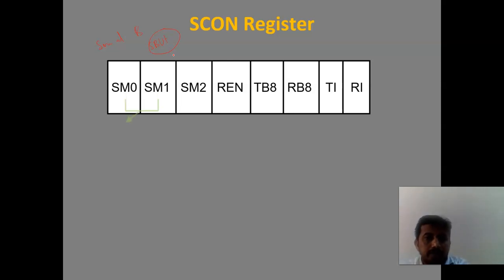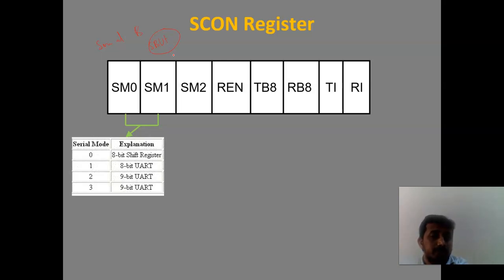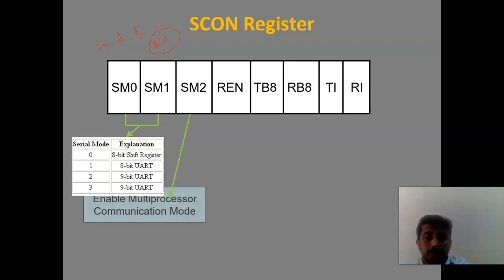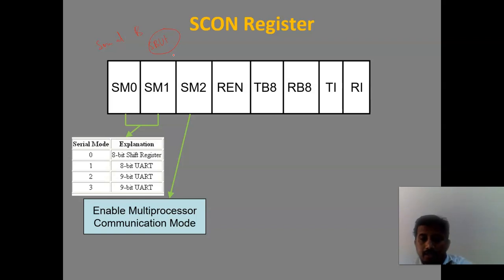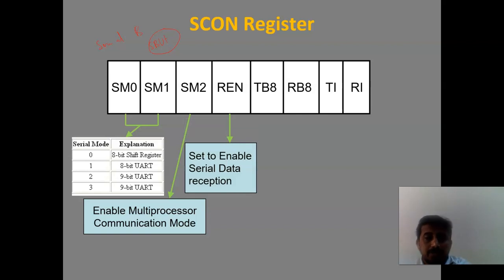And in the SCON register, you will be having the modes in which you are going to set up your serial communication: mode 0, mode 1, mode 2, or mode 3. That would be given over here. And that would be SM2. This is a bit which enables multiprocessor communication mode. And REN is used for enabling data reception.